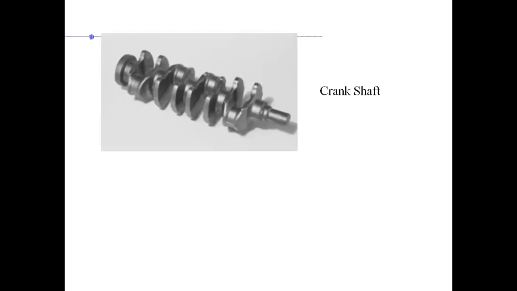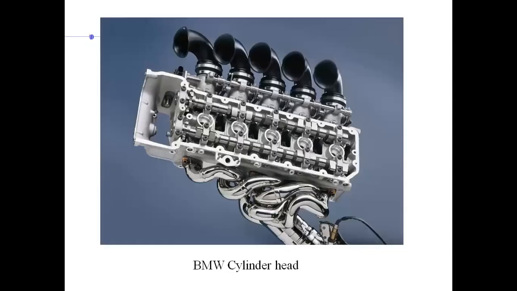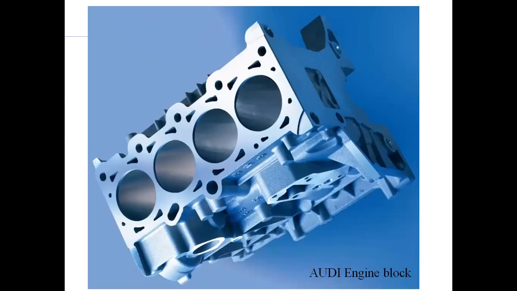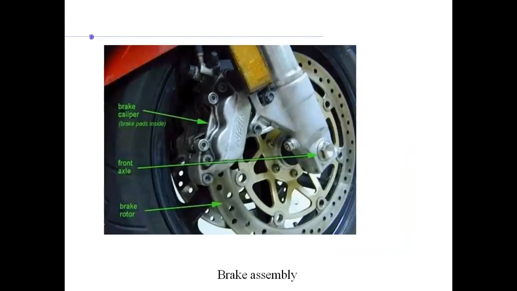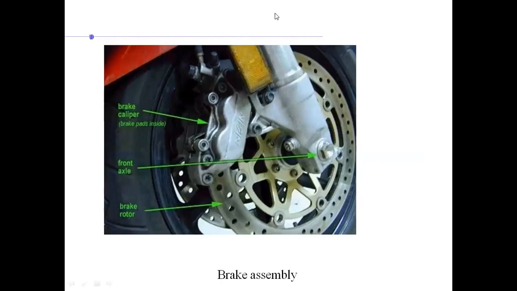And then crankshafts are also made. This is quite a primary component in the engine, right? For the movement of any vehicle, be it aerospace or automotive or marine applications. So crankshafts are made with castings. You see, this is an Audi engine block, BMW cylinder head, right? That comes off on top of this piston assembly, right? Brake assemblies, as you're seeing here, right? This assembly. Is that clear? The applications of casting.